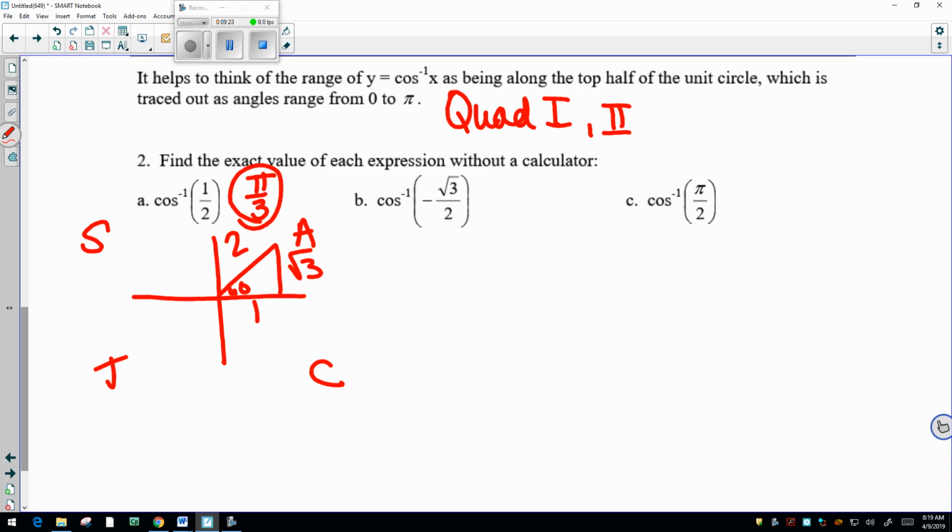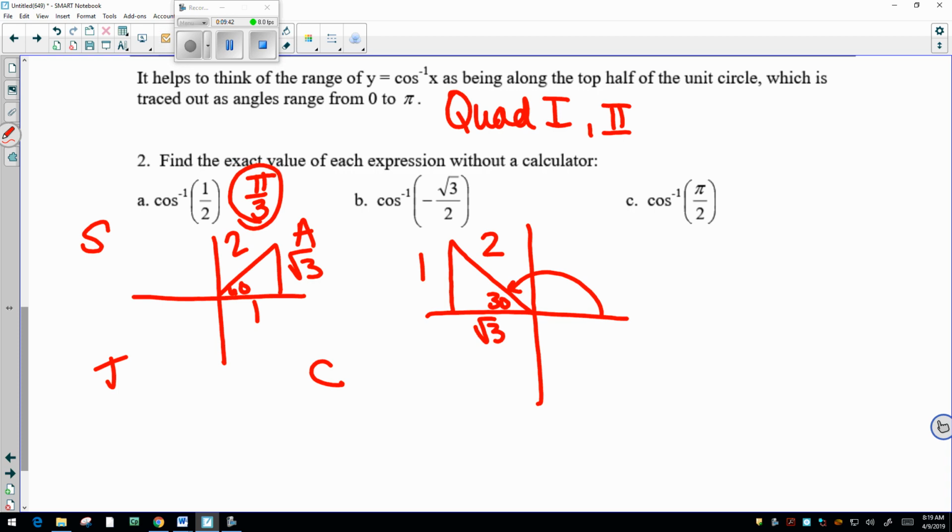Now I have a negative cosine ratio. So if this is negative, my angle is going to be graphed in quadrant 2. My cosine ratio being adjacent over hypotenuse, the other side is 1. So I have a reference angle of 30. Keep in mind I'm looking for the actual angle. The actual angle is 150, so in radians, that would give me 5 pi over 6.